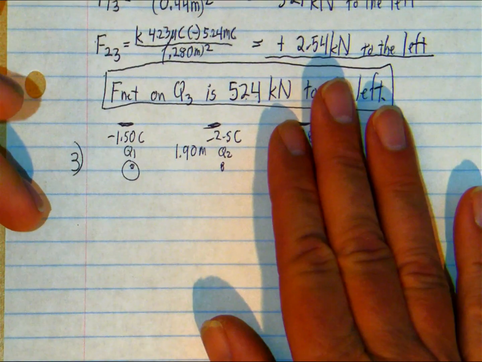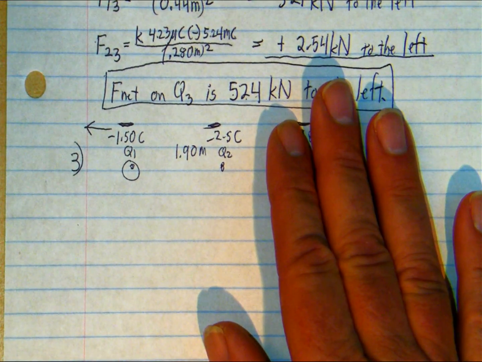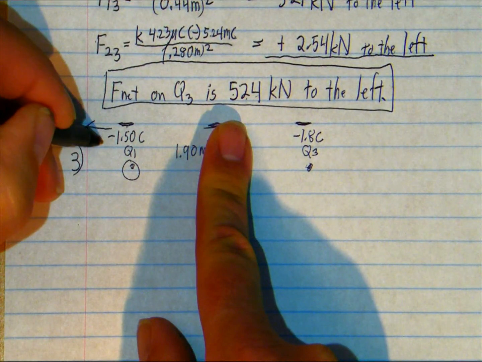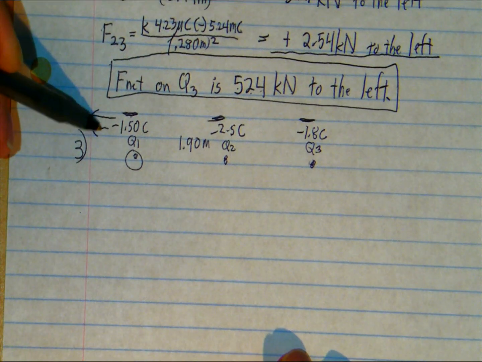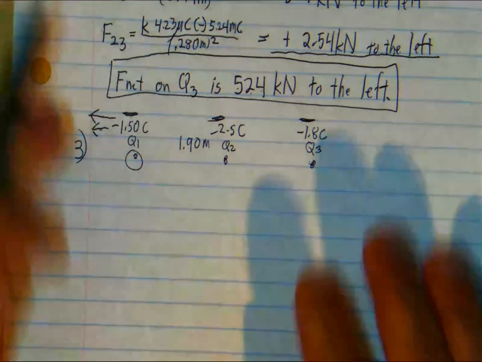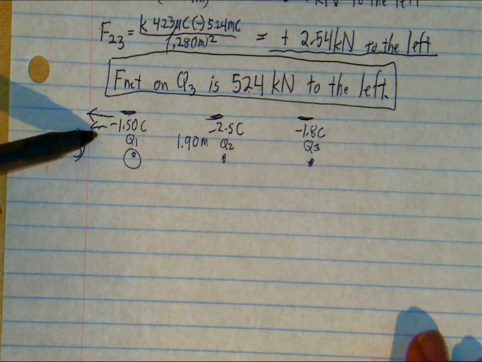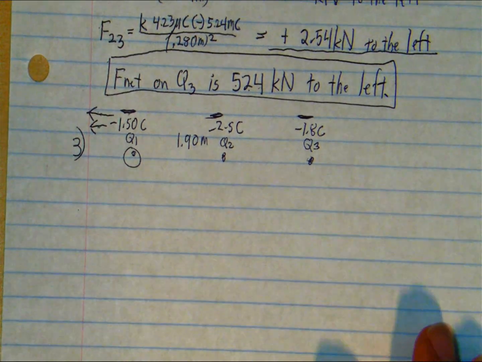So the electrical force between 1 and 2 is going to push 1 to the left. The electrical force between 1 and 3 is also going to push 1 to the left. So I'm going to calculate the magnitude of the electrical forces for each of those 2 pairs and then add them together and say, oh, the net force is strictly to the left.